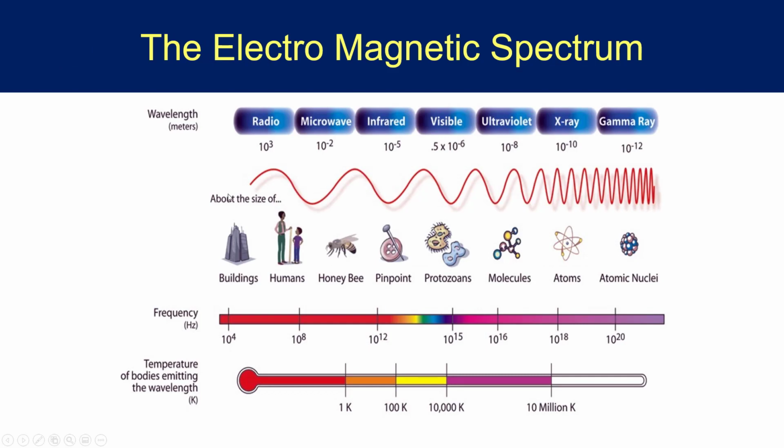Here you can see a bunch of the different sizes of the different waves that we have here, from radio waves all the way to gamma. You can see that some of these are a little longer, some of these are a little more jagged. We're going to talk about what that means as we get further into the video.